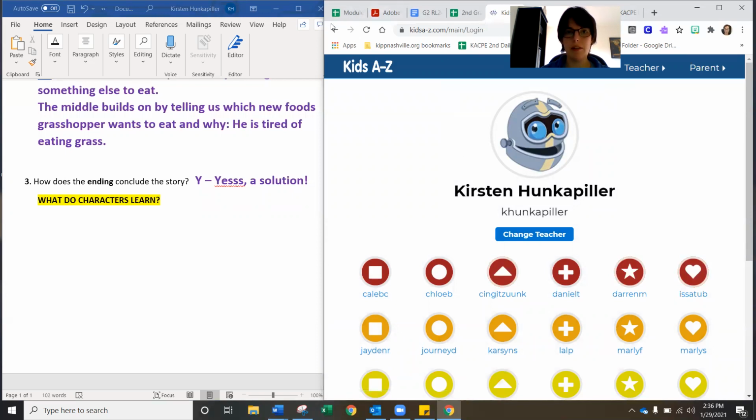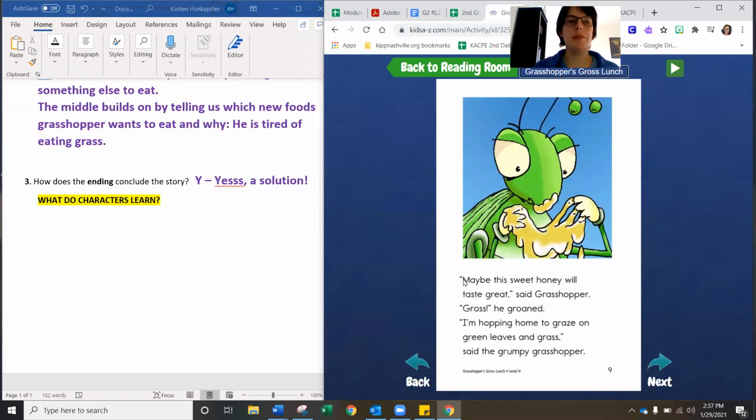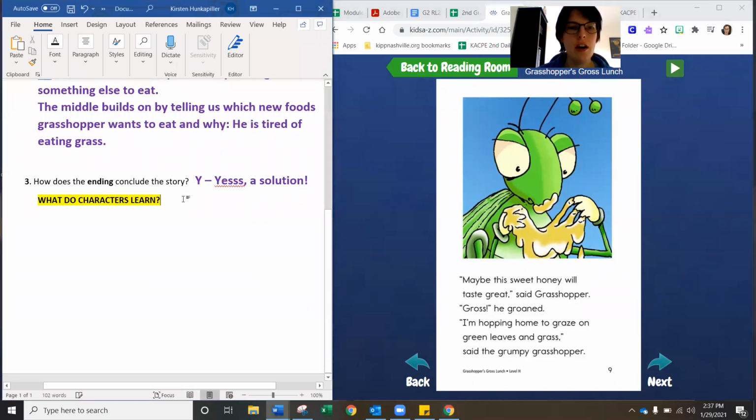All right, well now I was going to look at the book again. Okay, book is back. So now I'm going to think, how does the ending conclude the story? So what's the solution and what do the characters learn? All right, well, I know that the solution is right down here on page 9.